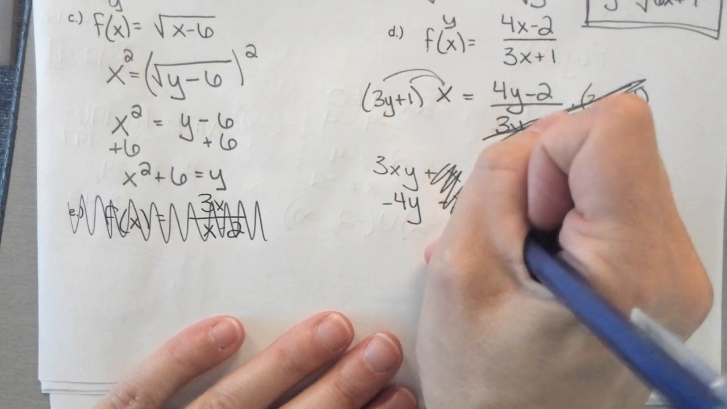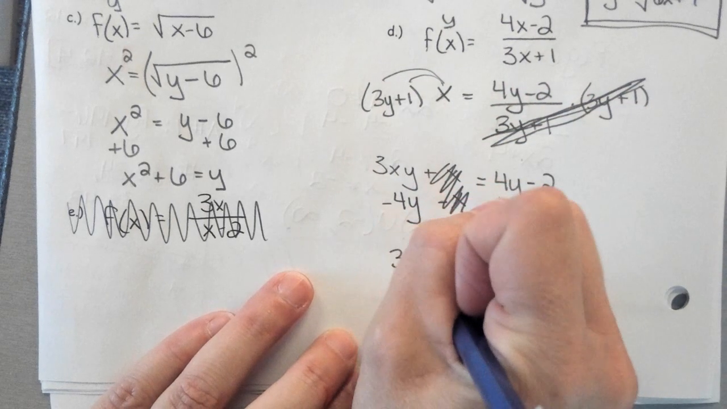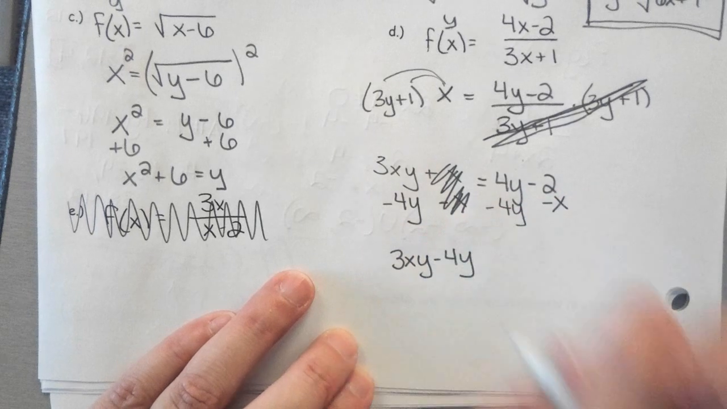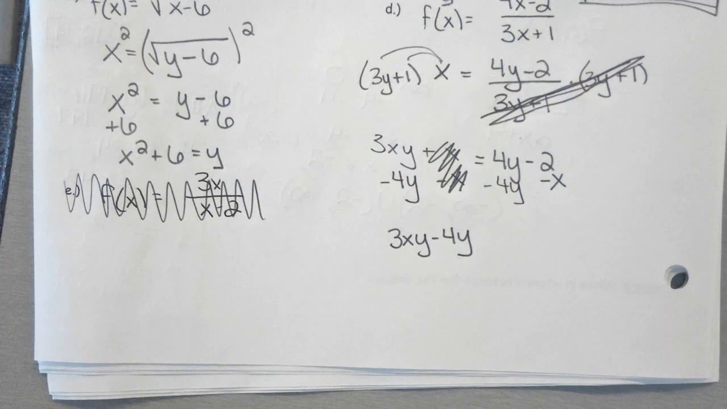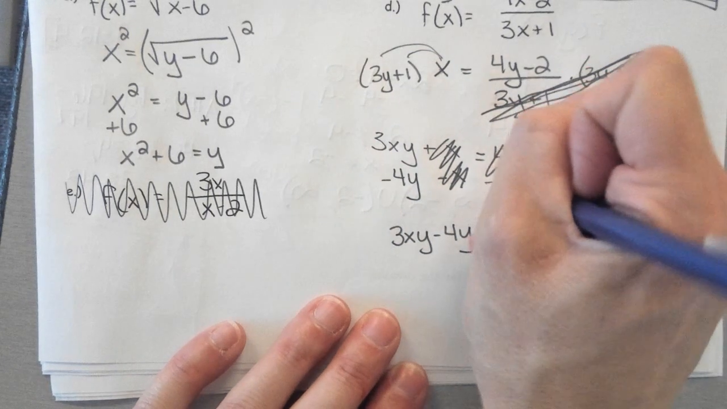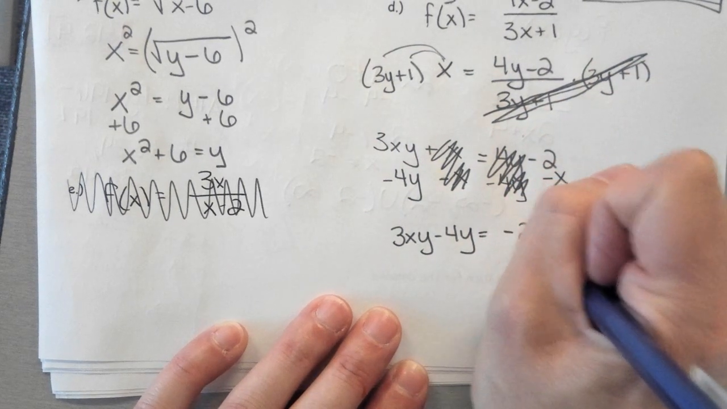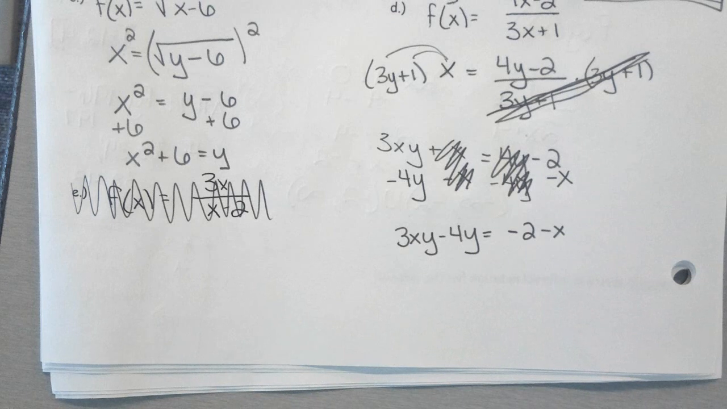So these will cancel. I get 3xy minus 4y. Can I actually subtract those? Are they like terms? No, because one has an x. And then on the other side, this cancels. I get negative 2 minus x. Or you could flip them. Last hour I wrote it as negative x minus 1. All right, so your strategy here is to take a y out.